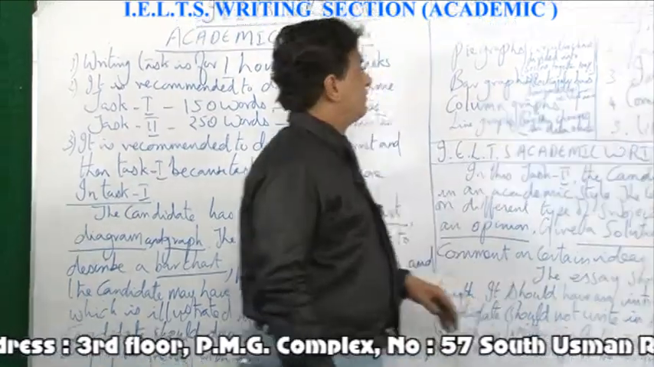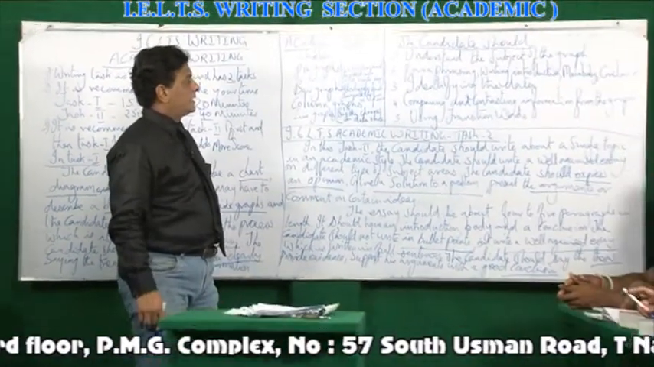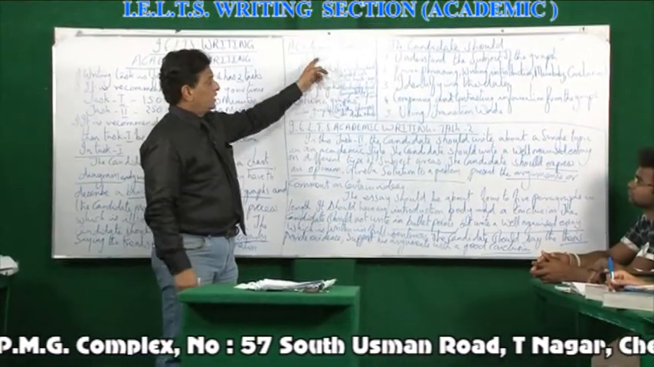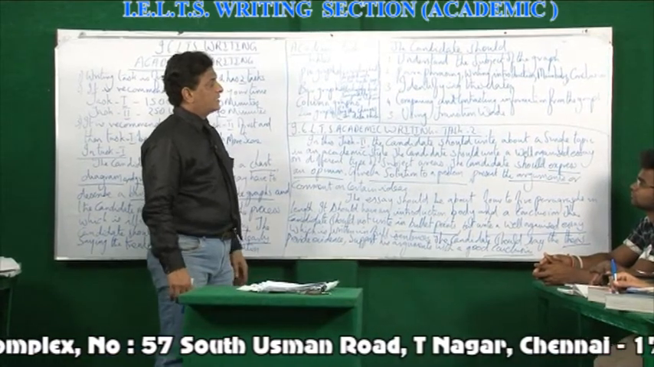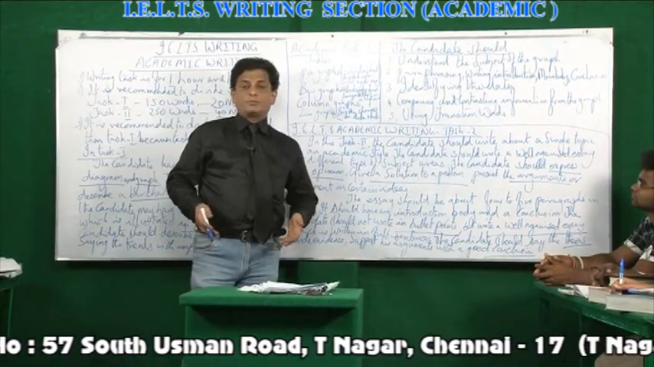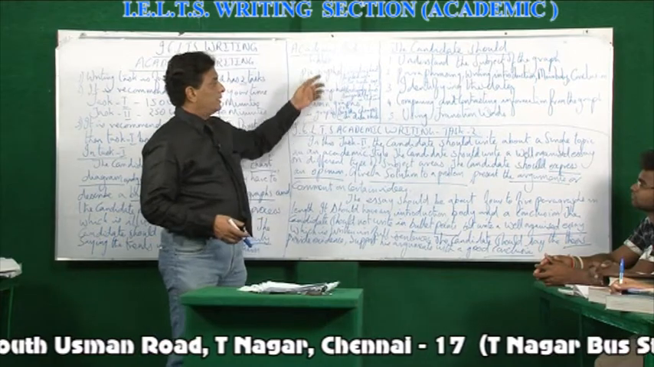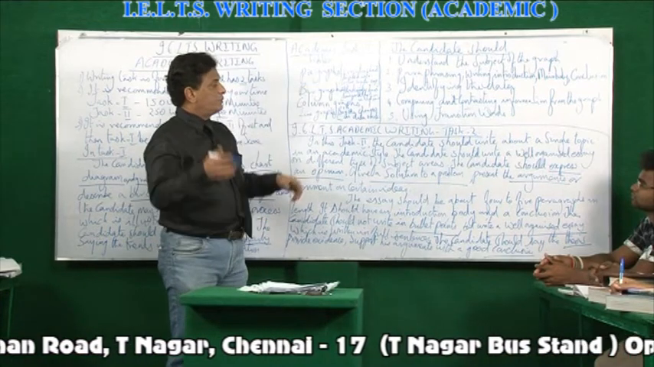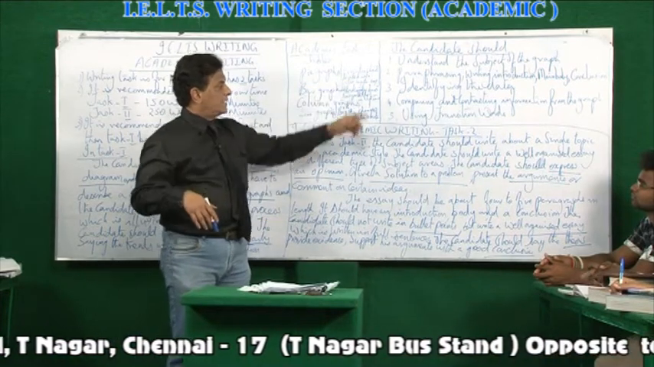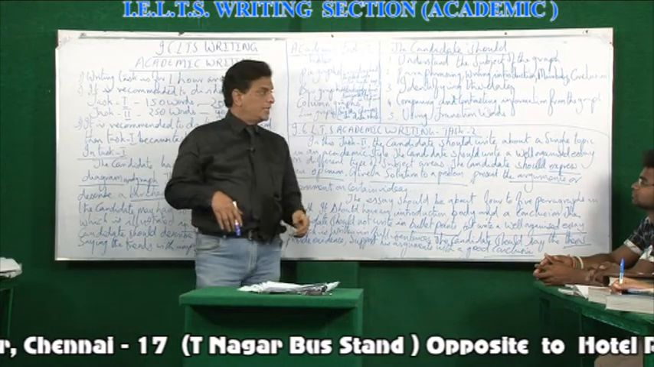So, now here my dear friends, academic task 1. In academic task 1, what do you have? Number 1, tables. First you have to understand the subject of the graph, what the subject of the graph is all about. And pie graphs mean circular, which is divided into sectors. Together it adds up to 100%.